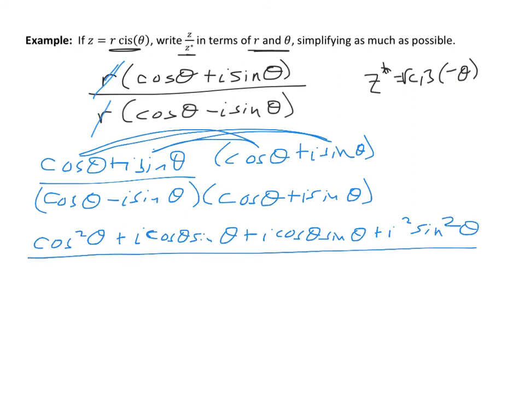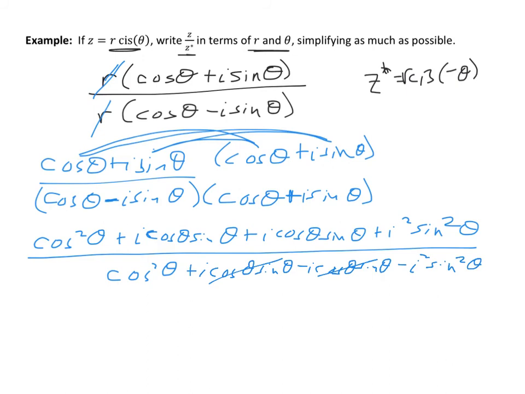This is all divided by, now in the denominator, because we picked these things as conjugates, we expect the middle terms to drop out. So I'm going to get cosine squared theta, minus, I guess it would be plus i cosine theta sine theta, and then minus i cosine theta sine theta. So we're not surprised, those cancel out just like we anticipated, and then minus i squared sine squared theta. Whew. Okay, now let's look for some good news here.